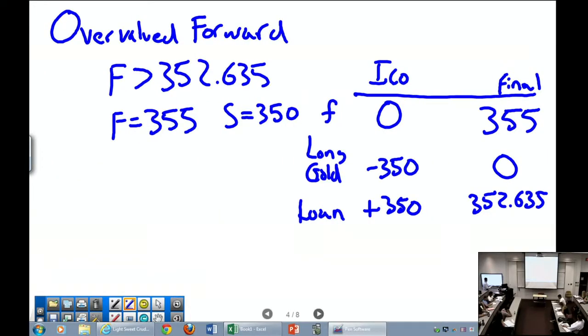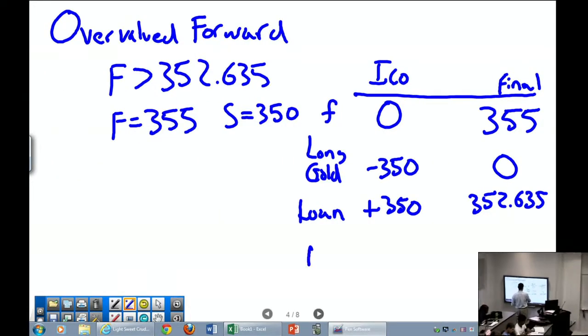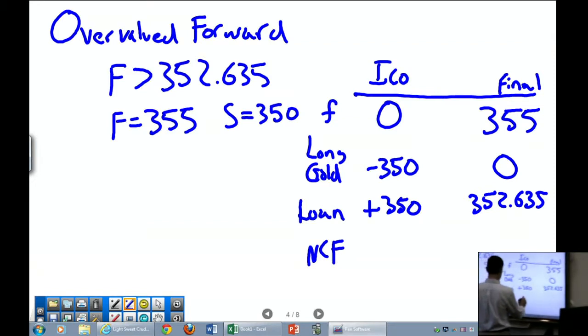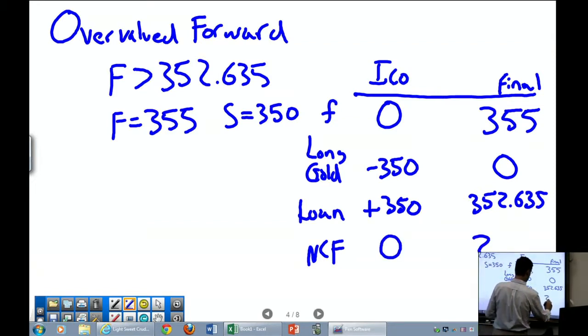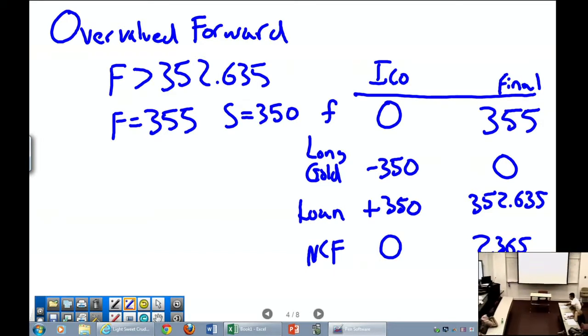Right? So the net cash flow from this is $2 per ounce. Okay?